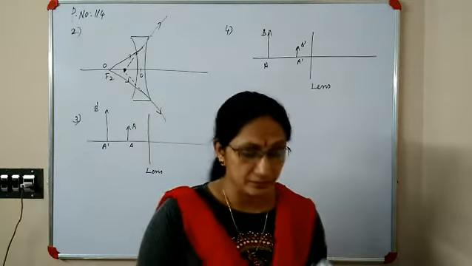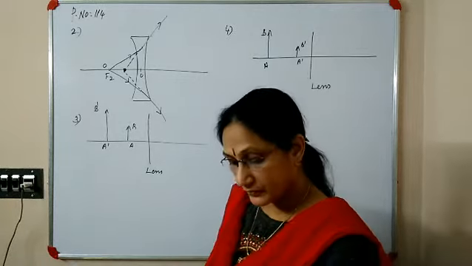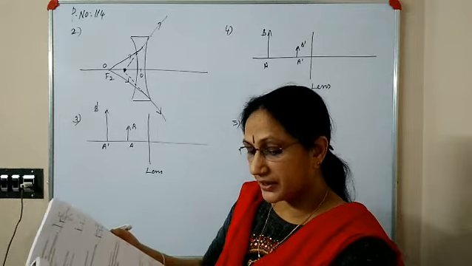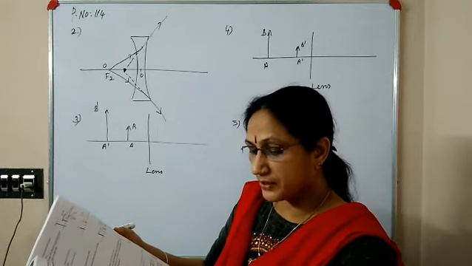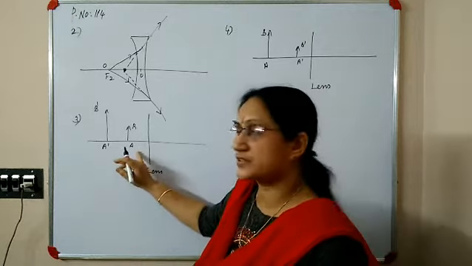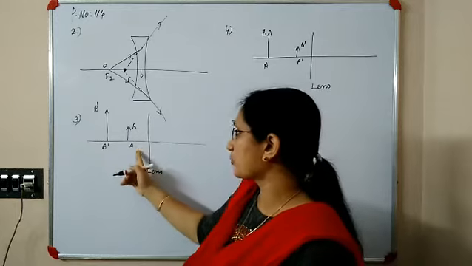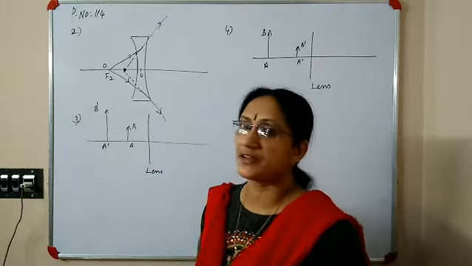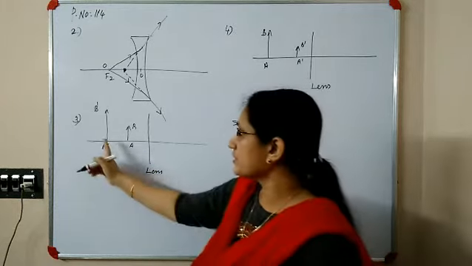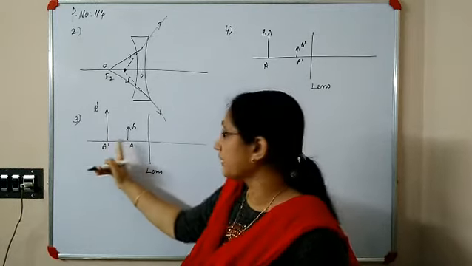Question number 3. This is the diagram given. Complete the given ray diagram. Name the lens. What is the location of the image? Here AB is the object. In the question it is left. Understand this. AB is the object. A dash B dash is the image. So the image here is an erect image, also magnified.